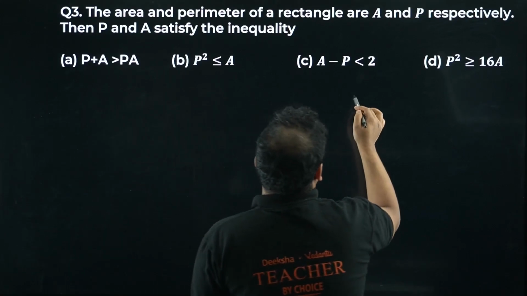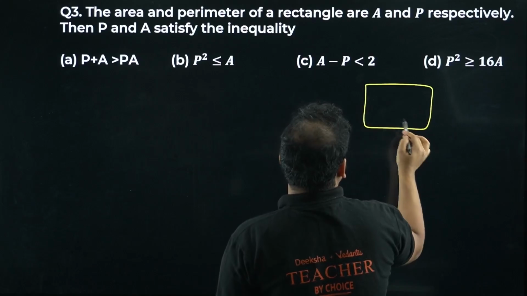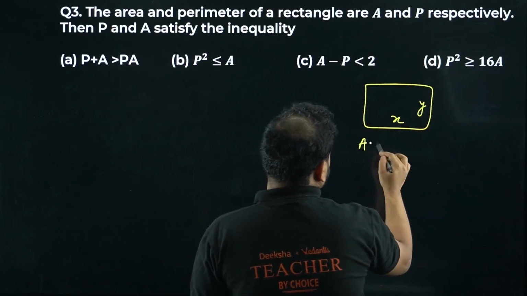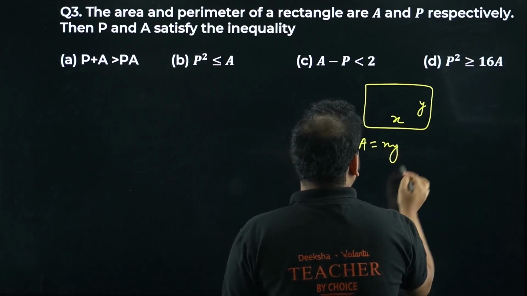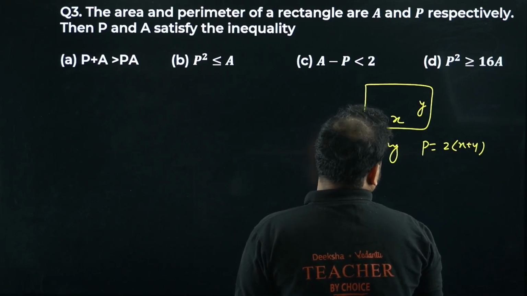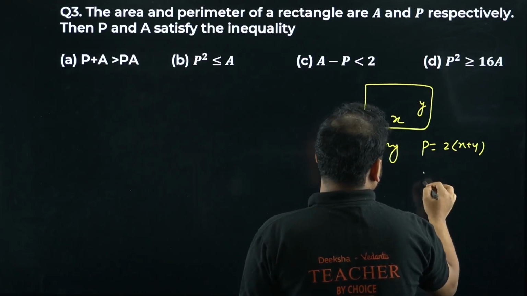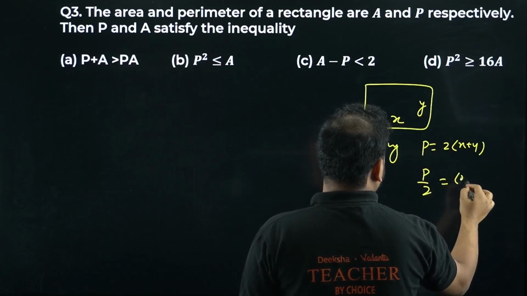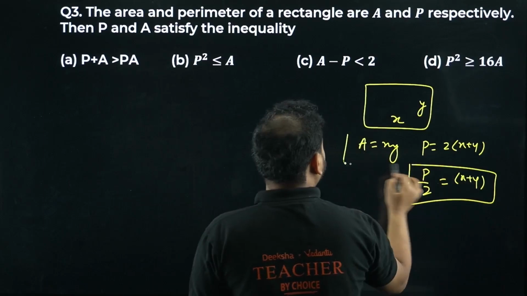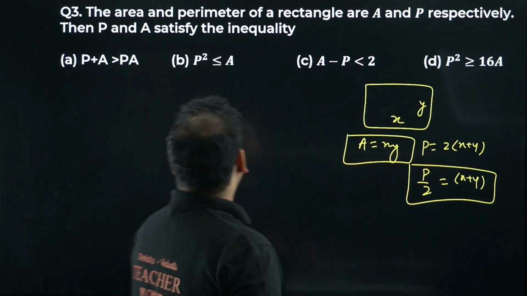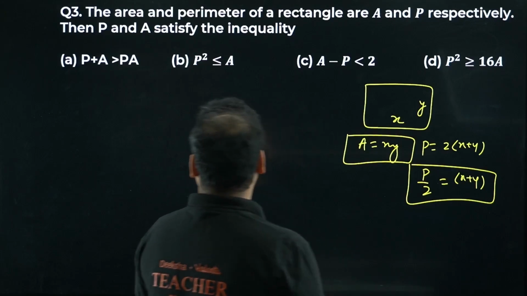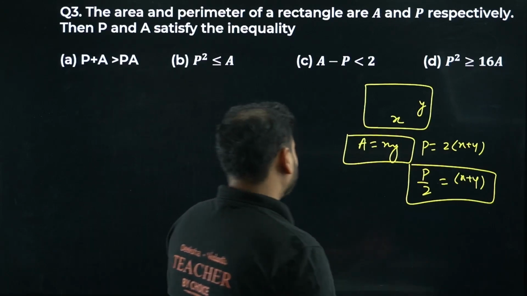Okay. So let's say the rectangle has the sides x and y. So area is given by xy and perimeter is given by 2 times (x plus y). I'll just take this aside. It will become P by 2 equals x plus y. So we have two conditions known now. We are asking for the relation of P and A, where P is perimeter and A is the area. Okay, one more thing we know.